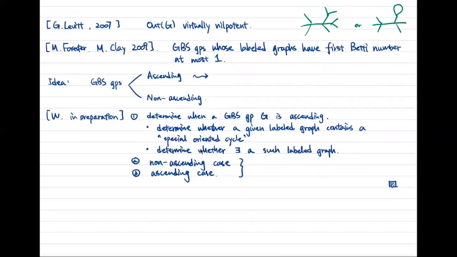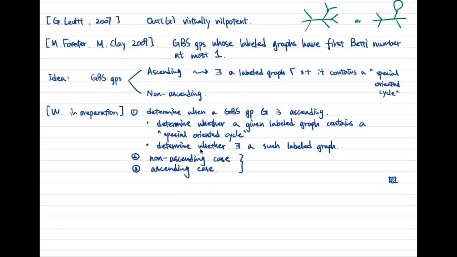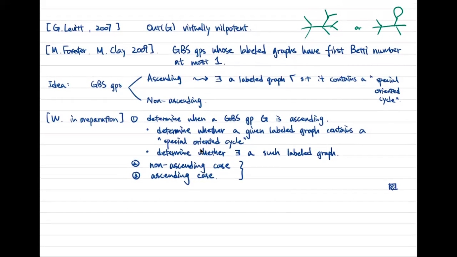So my idea to approach this problem is that we can divide the GBS group into 2 separate parts, the ascending part and the non-ascending part. The ascending part means that among all labeled graphs representing this GBS group G, there exists a labeled graph gamma such that it contains a special oriented cycle. The definition of this special oriented cycle is very complicated, so I won't introduce the actual definition here. But it is just an oriented cycle in the graph with some other properties. So this is the definition of ascending.